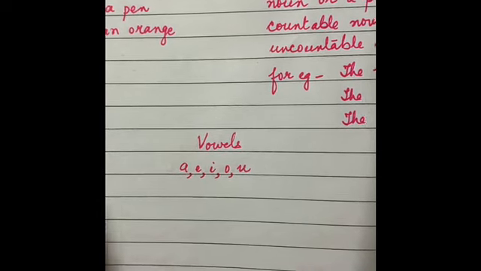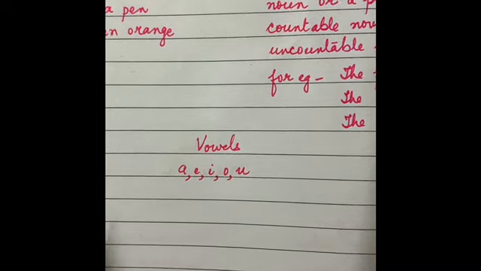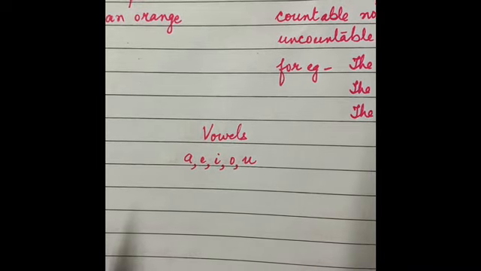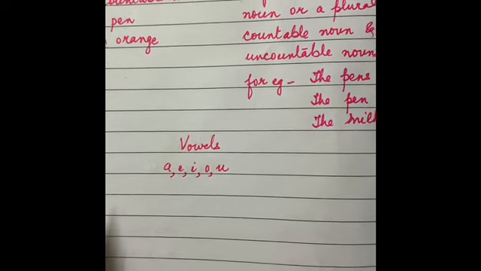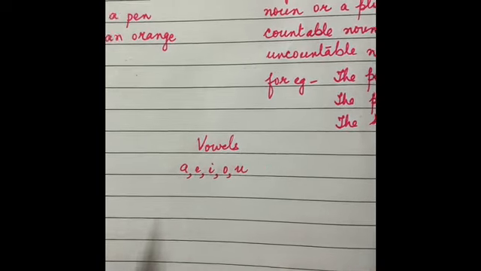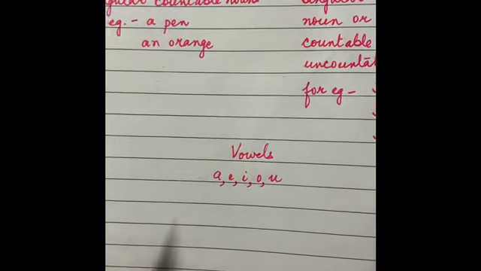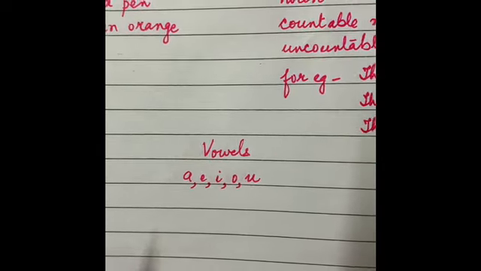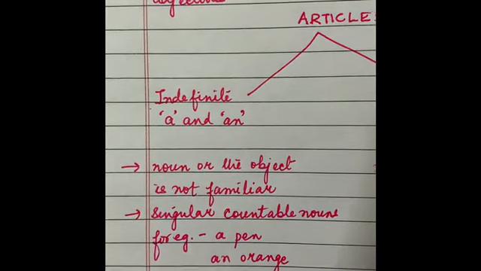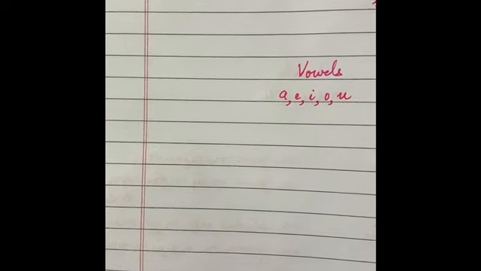Now, what is important is that an is not used with the words which are beginning with a vowel. An is used before the word which begins with a vowel sound. So, not vowel but vowel sound, and a before the word beginning with the consonant sounds. Let me explain using examples.